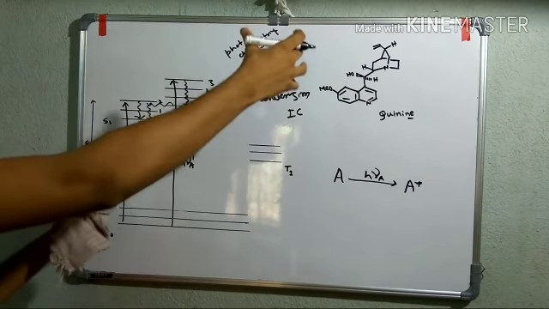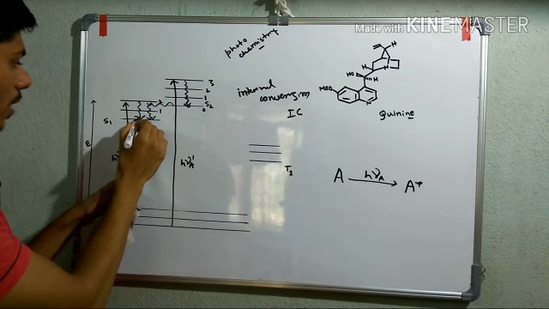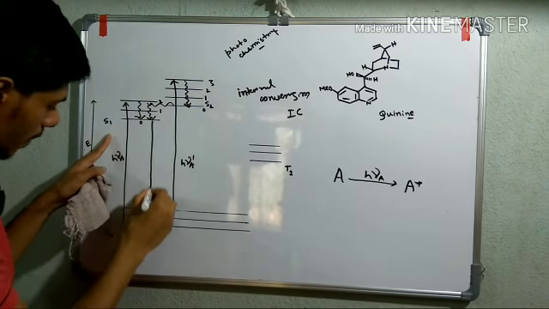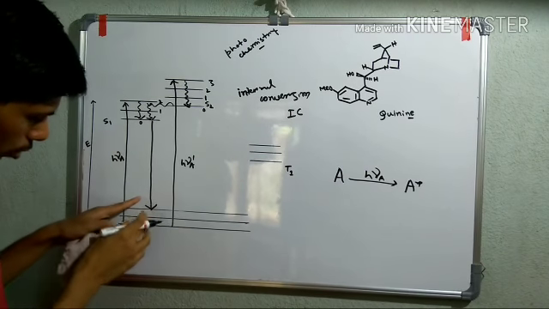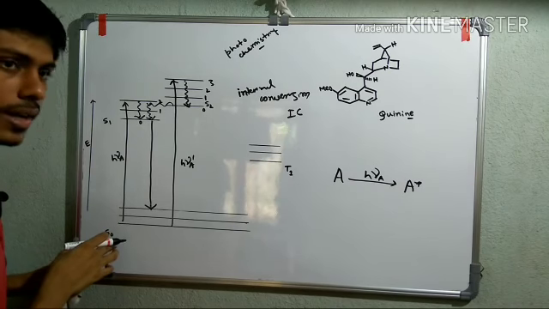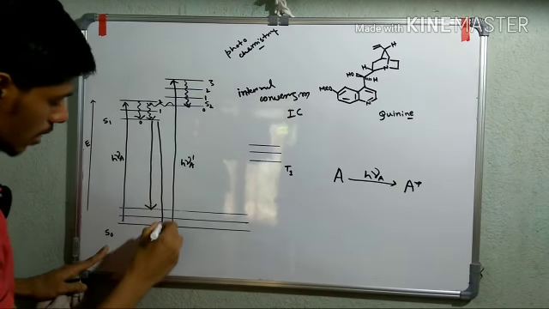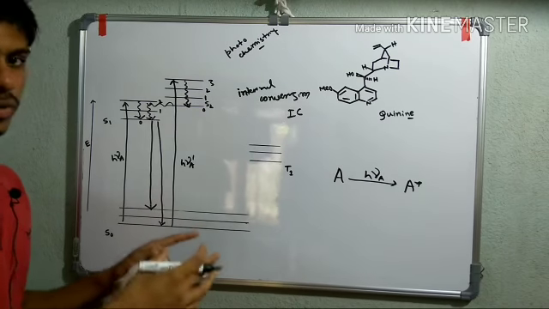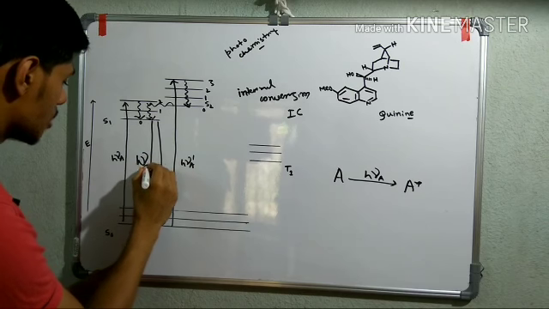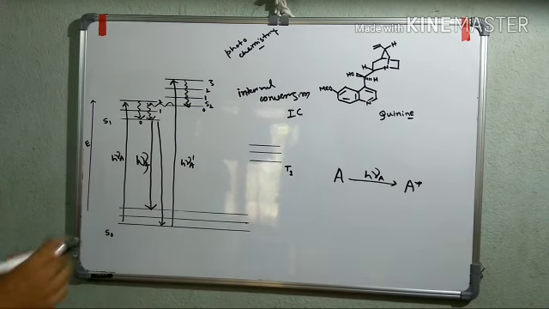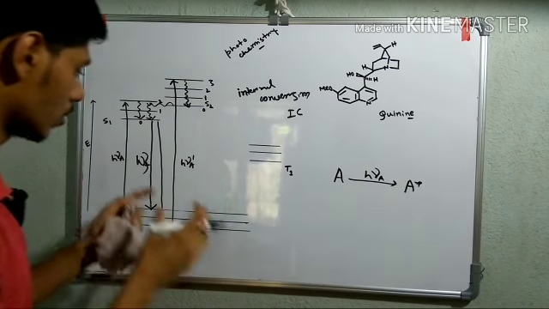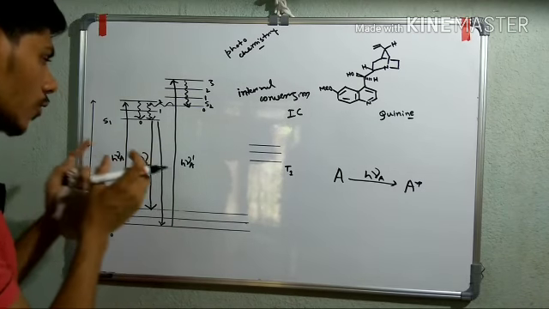Now when all the molecules come back to the ground vibrational level of the S1 state, then it will revert either to some excited vibrational level of the ground electronic state, or to the ground vibrational level of the ground state. This process is called fluorescence and it is represented by h nu F. You can see this is a radiative process, that is, in this process radiation is emitted from the molecule, and that's why it is called fluorescence.